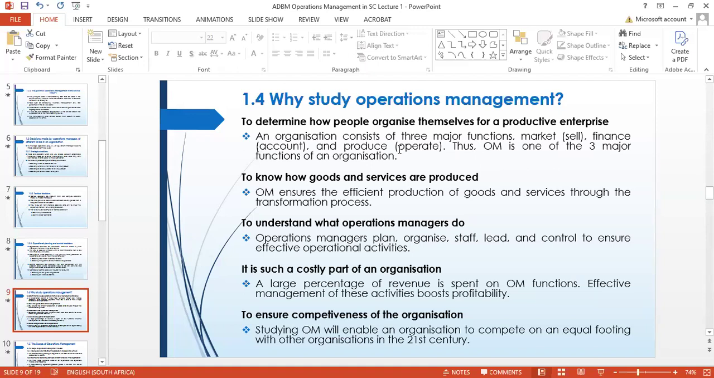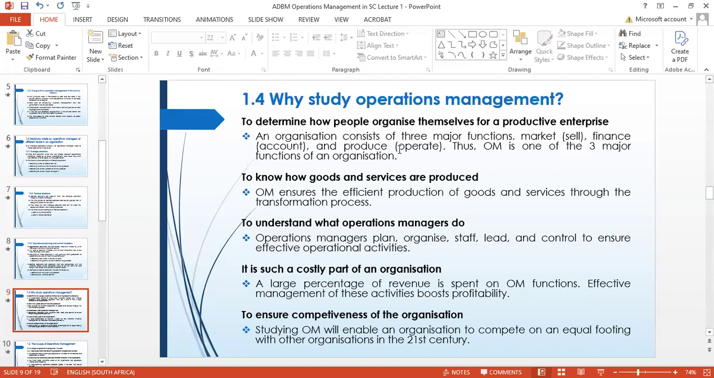Maybe in the future, you're going to be an operations manager. What do operations managers do? We have the general functions of managers, which you covered, or maybe cover in organizational leadership or other modules. These are planning, organizing, staffing, leading, and controlling. These also apply to operations managers. They carry out these functions to ensure that the operational activities are effective and efficient.